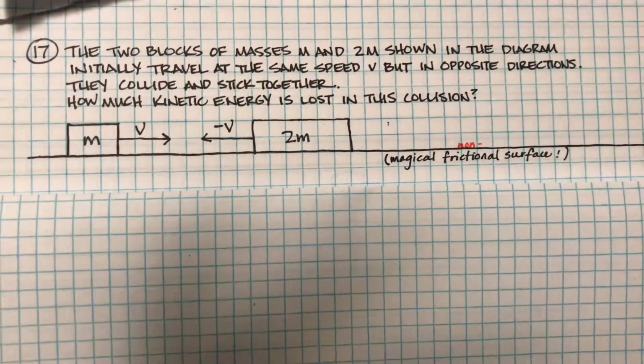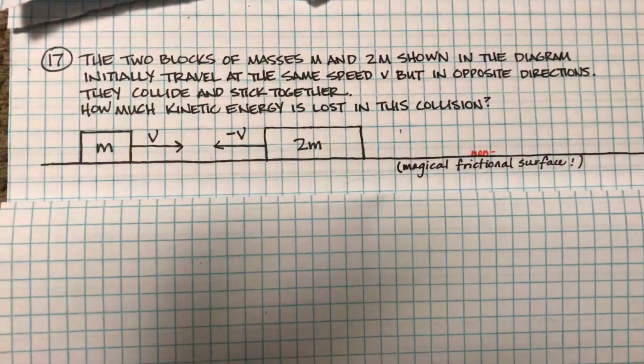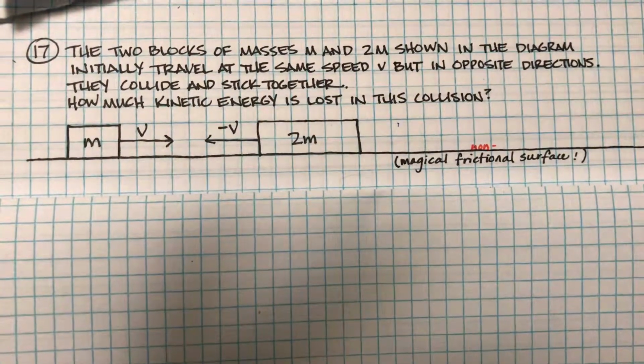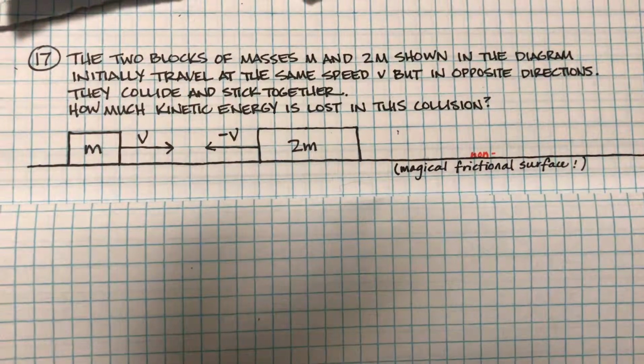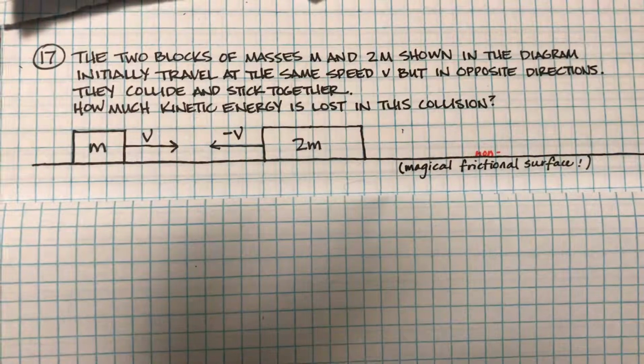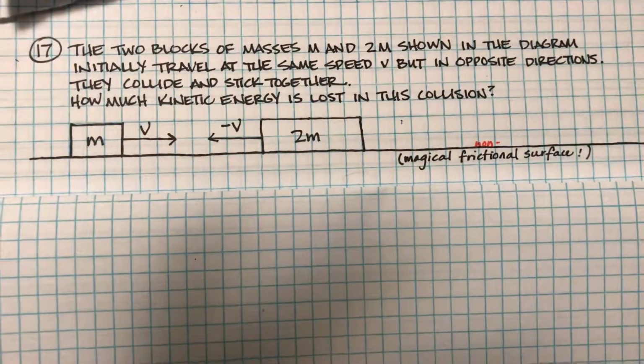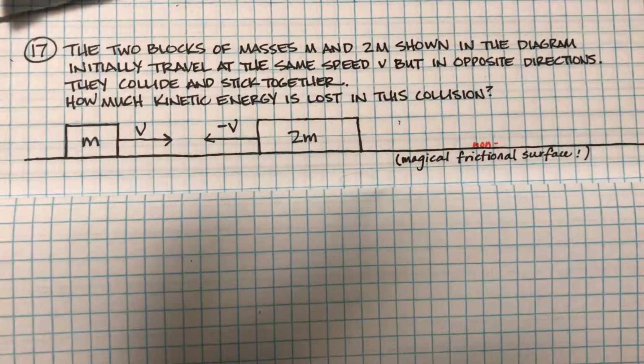But here is the problem. Problem number 17. I've essentially just copied it from the packet. The two blocks of masses m and 2m shown in the diagram initially travel at the same speed v, but in opposite directions. They collide and stick together. How much kinetic energy is lost in this collision?